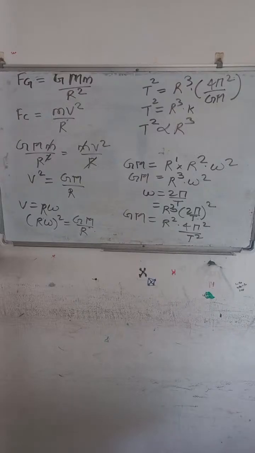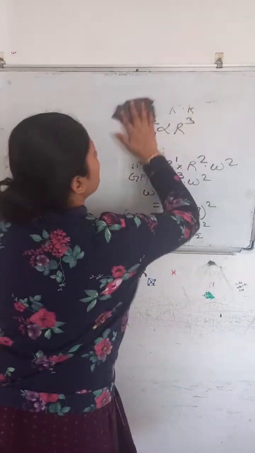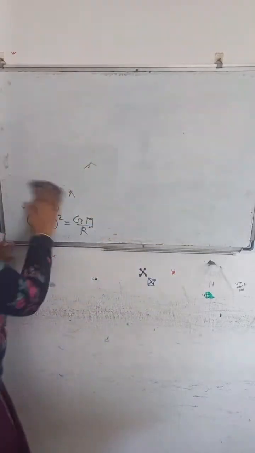Okay, chalo. We'll go for the next derivation, that is escape velocity. Yesterday we did some derivations. I hope you remember all the derivations. So here escape velocity is nothing but what? Escape velocity is the minimum velocity which that satellite or that body requires so that it escapes from the gravitational pull. That is called escape velocity.